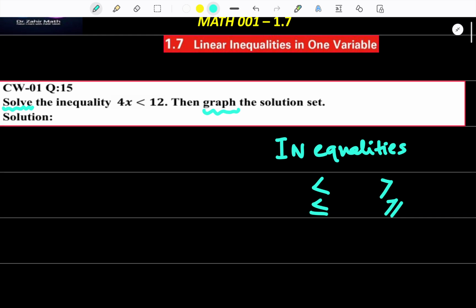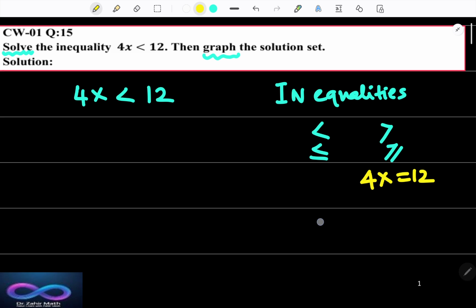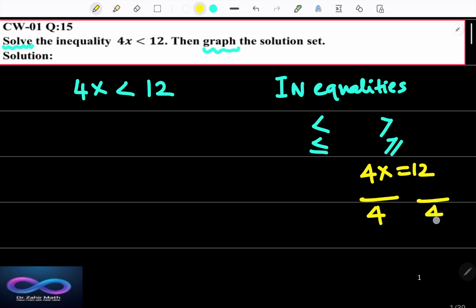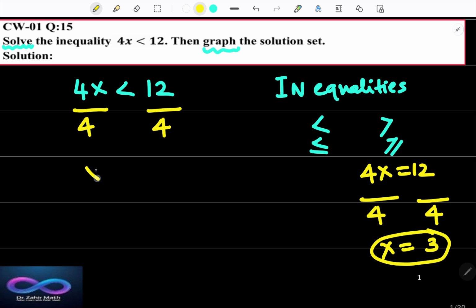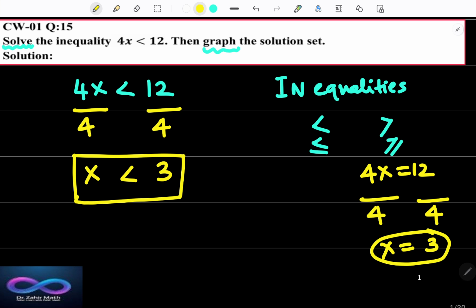Let's start. 1.7. Solve the inequality 4x is less than 12. Then graph the solution sets. Suppose if you have 4x is equal to 12, what will you do? You will divide by 4. X is equal to what? 3. The same idea I'm going to follow. So divide by 4, divide by 4. So x is less than 3. It is not equal, it is less than. X is less than 3. This is called the solution, or you can say solution set.